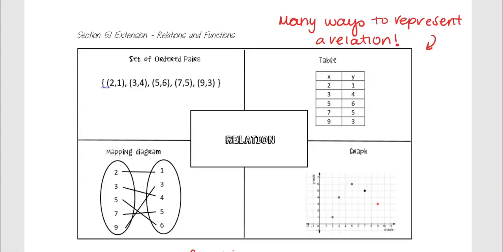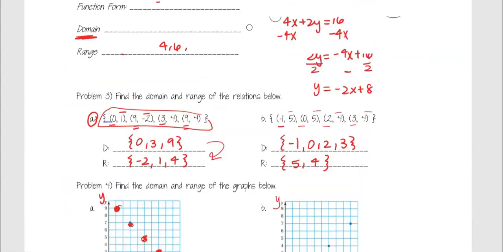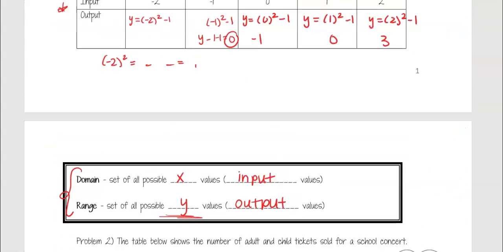Hey everyone, so we're still chatting about chapter 5, and this is actually called 5.1 extension. So if you see that anywhere, this is just an additional piece of 5.1, where we talked about domain and range. And we also talked about these words function and relation, and actually it was in our notes from 5.1, and I want to point that out if you happen to notice it.